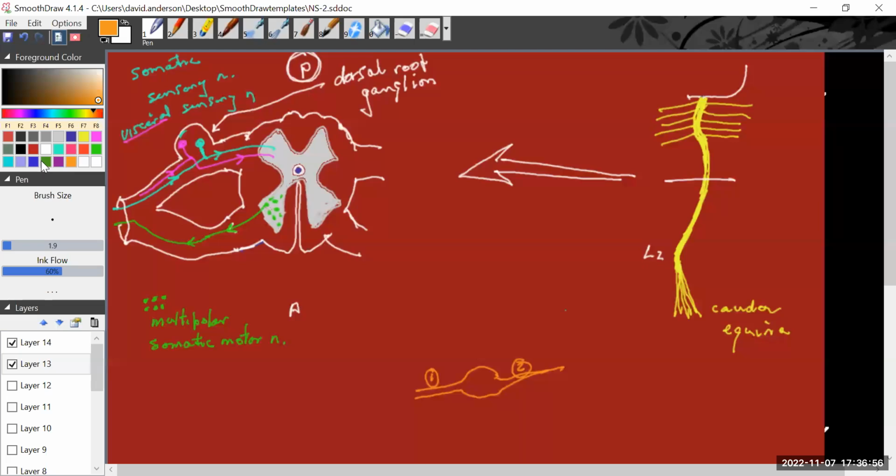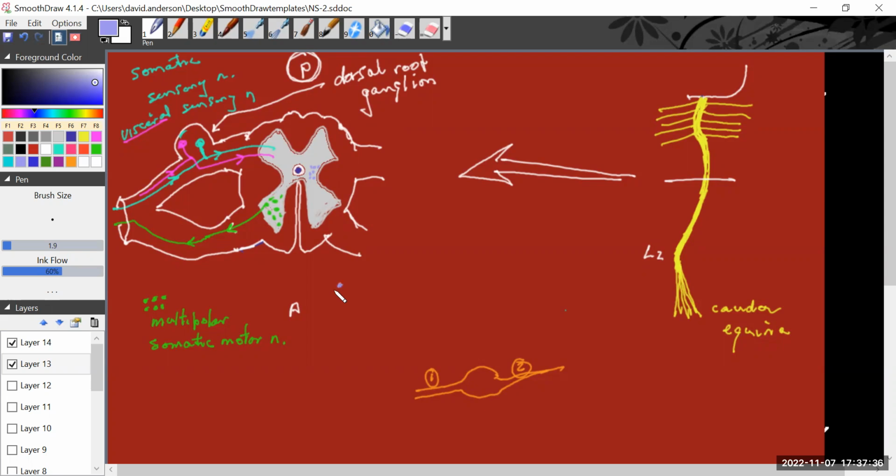Okay, and we're left with one more group. So the sensory neurons enter the dorsal root and they travel into the dorsal horn of the gray matter. And sometimes they synapse right away on a second neuron, and sometimes they travel up in one of the ascending tracts towards the brain.